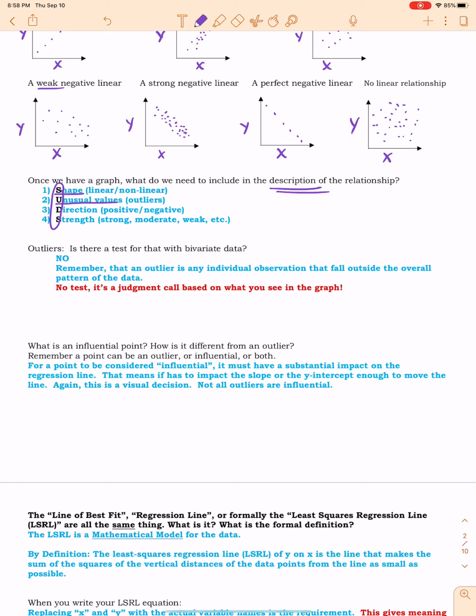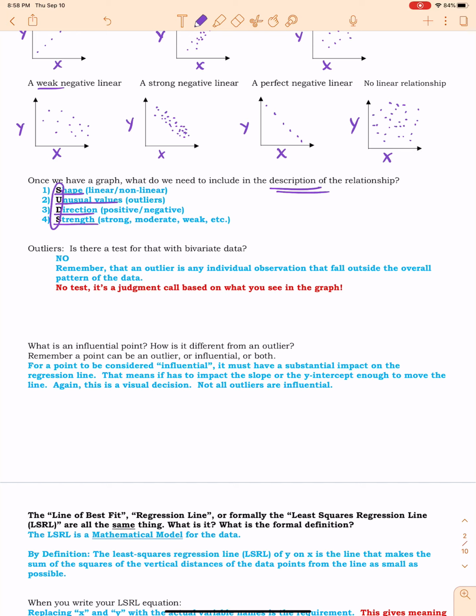Unusual features, we're still going to have outliers. Direction, is it positive or negative? Strength, is it strong, is it moderate, is it weak? Those kinds of things. And I'll give you more guidelines for that as we look at examples.